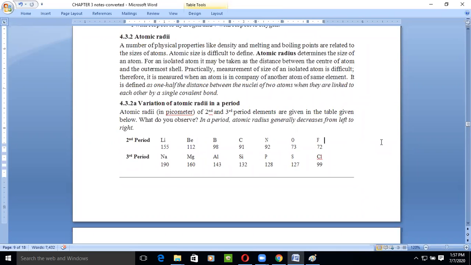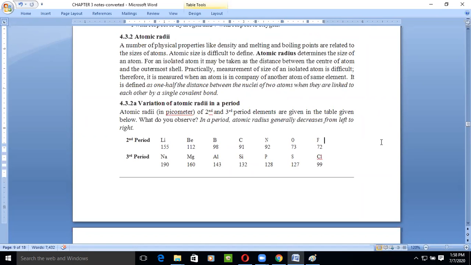If we go along the period from left to right, there is a decrease in the atomic radii. And if we go down the group from the top to the lower one, what will happen? The atomic size will increase. Note it down somewhere: atomic radii varies in groups and periods.